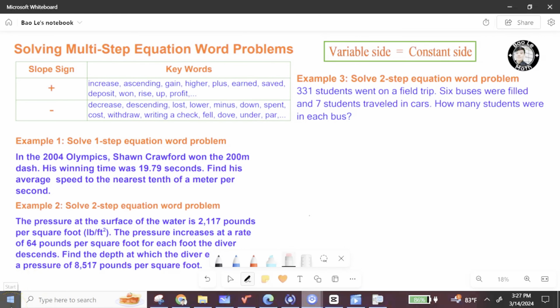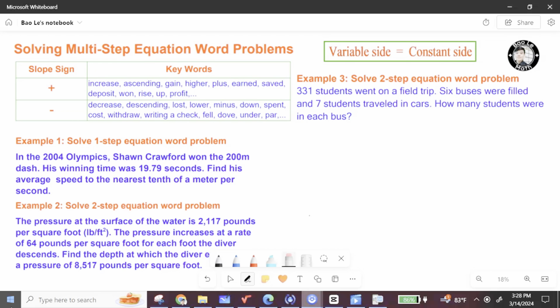Hello everyone, in this video we're going to learn how to solve multi-step equations in work problems. Before we start, make sure you master how to solve one-step equations, two-step equations, and multi-step equations. If you don't know how to, please check out the previous video for more information. Alright, let's pause the video and give it a try.